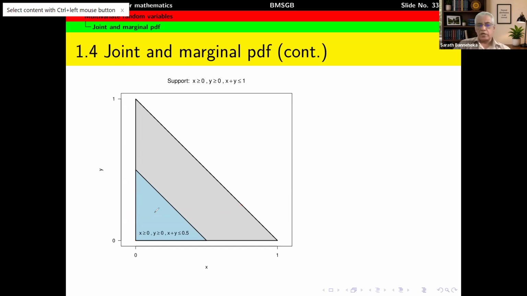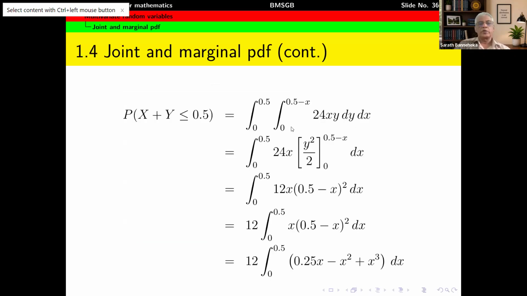So remember, you are actually integrating some surface that exists above this region, and you are integrating the volume spanned on this region, the total volume. That is the probability that x plus y is less than or equal to 0.5. So this is how you do it. Integrate with respect to y from 0 to 0.5 minus x first, and then integrate with respect to x from 0 to 0.5. Right. So you will get this answer.